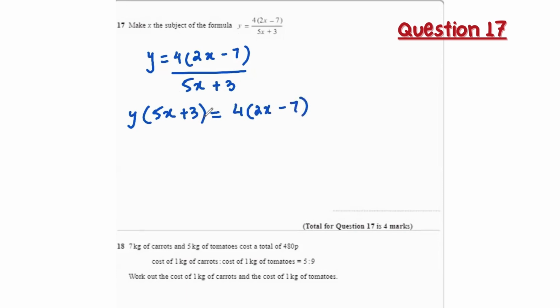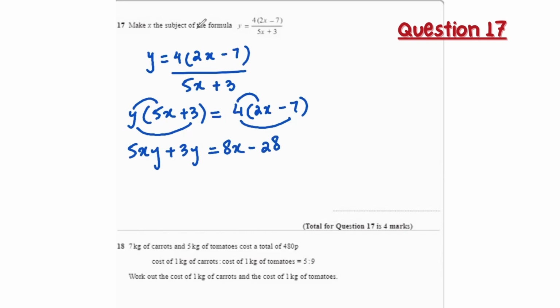We can expand the brackets on both the sides. So 5x gets multiplied with y and 3 gets multiplied with y. Over here, it's 4 multiplied by 2x and 4 times negative 7. So that's going to be 5xy plus 3y equals 8x minus 28.